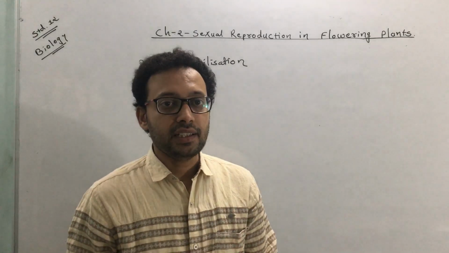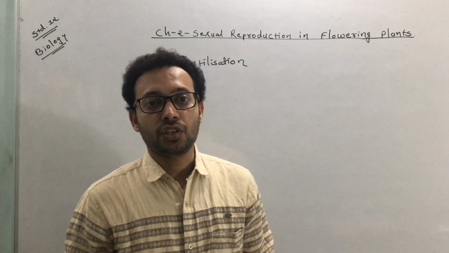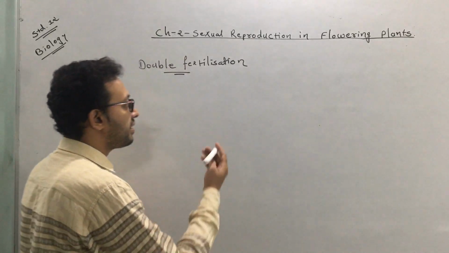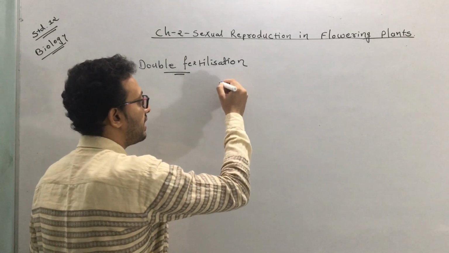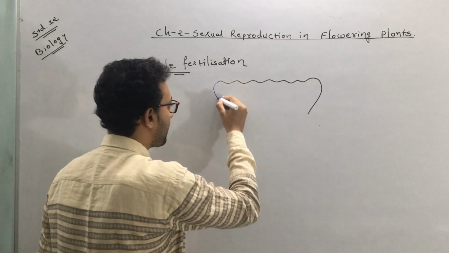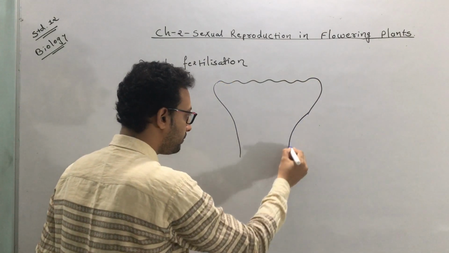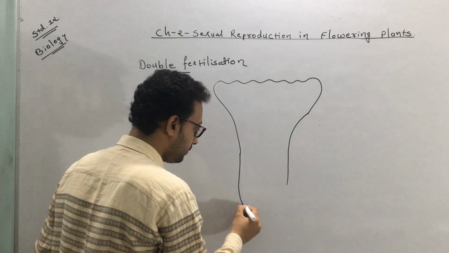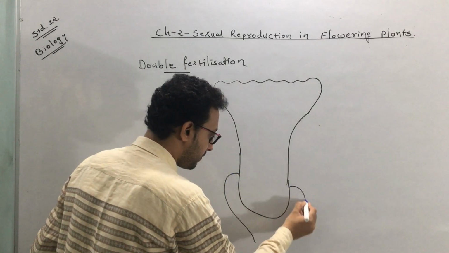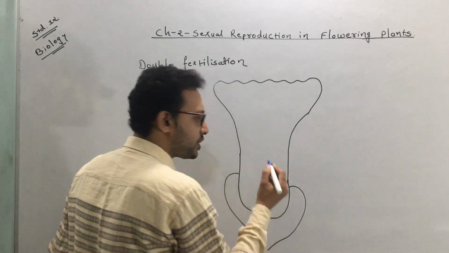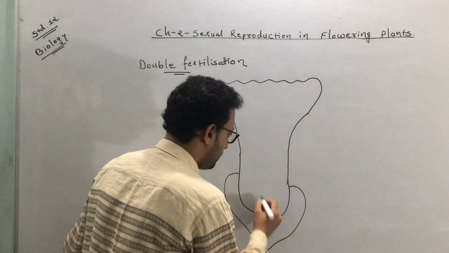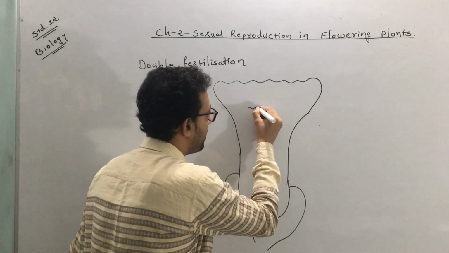To understand it, you should know the structure of the carpel in detail, so you can better understand what is called double fertilization. So I am drawing a flower. This is a flower. I am drawing just the female reproductive organ, because I need just the female reproductive organ.